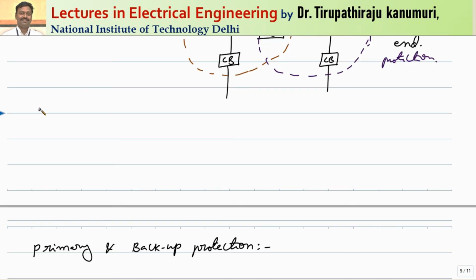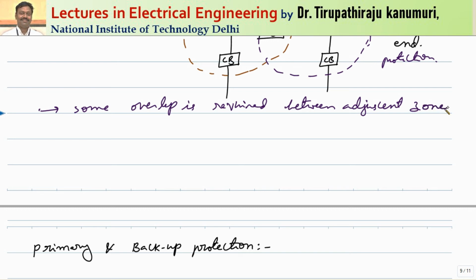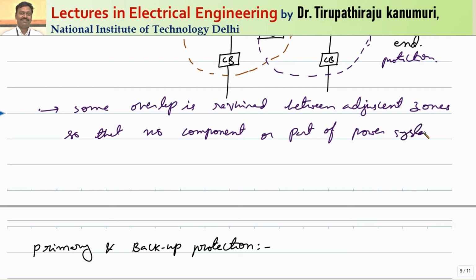Here I am just summarizing what we have seen. We have seen that some overlap is provided. Some overlap is required between adjacent zones so that no component or part of the power system is unprotected.